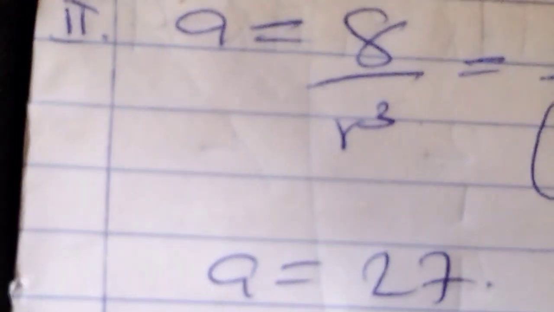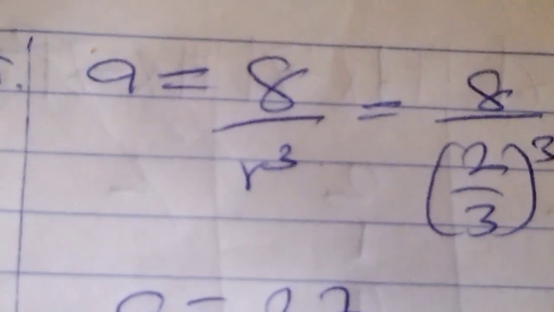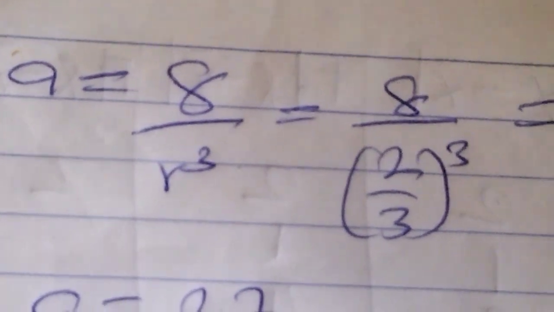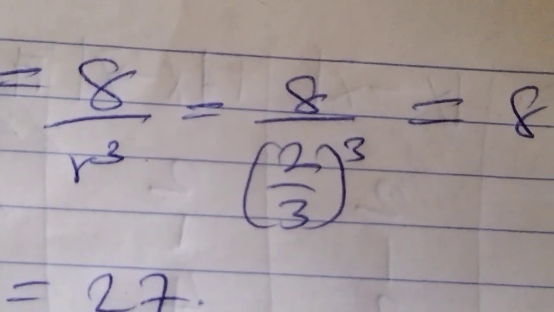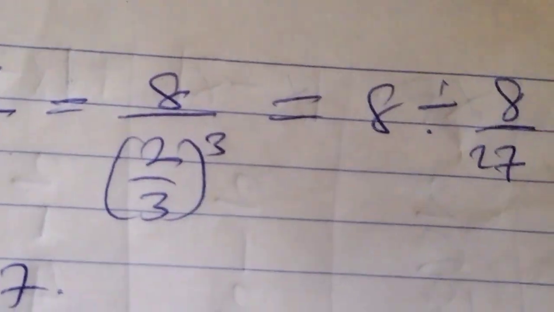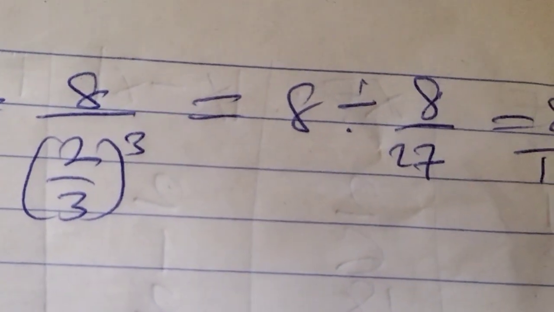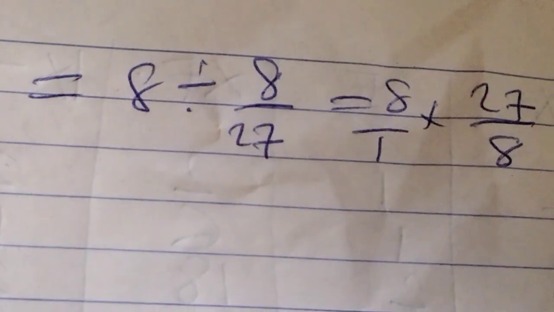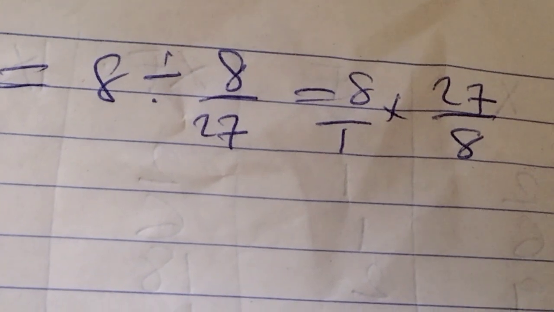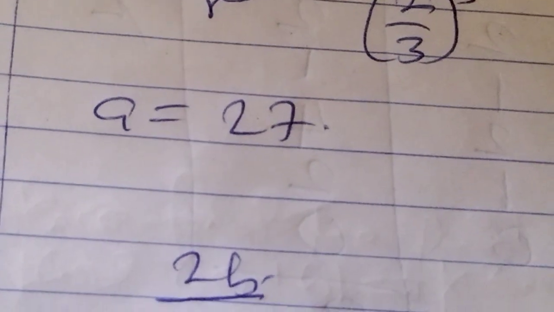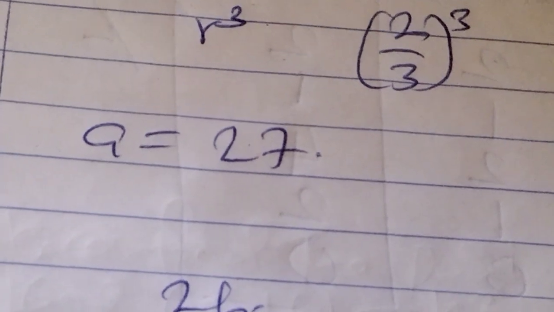2ai says find the first term. So from equation 1, we'll make a the subject. A becomes 8 over r cube, which becomes 8 all over (2 raised to power 2 over 3) cube. That becomes a divided by 8 over 27, and that becomes 8 over 1 times 27 over 8. So 8 cancels 8, and our a becomes 27. So the first term is 27.